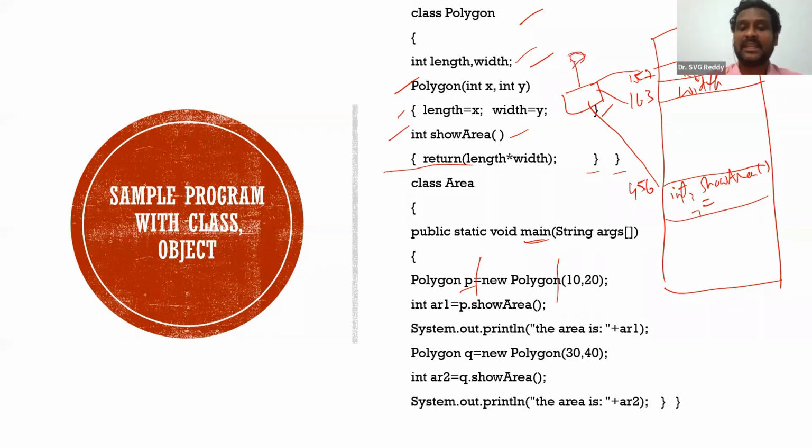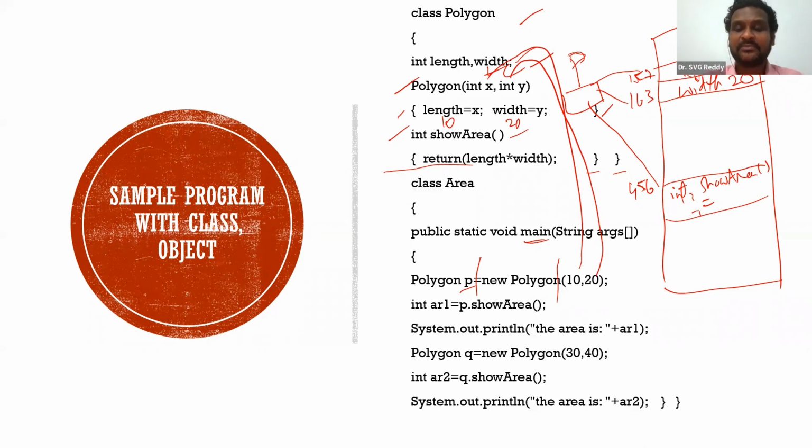And then 10, 20, very important. Whenever 10, 20 are in the object declaration, as we have seen in the earlier video, it will go to the constructor with two arguments. Yes, we have a Polygon constructor like this. So 10 will be copied to x, and 20 will be copied to y. So length will be 10 and width will be 20. See the RAM also, 10 and 20.